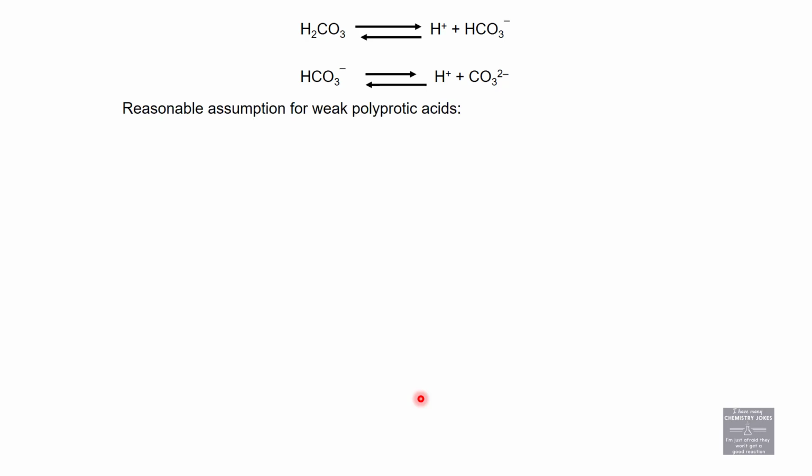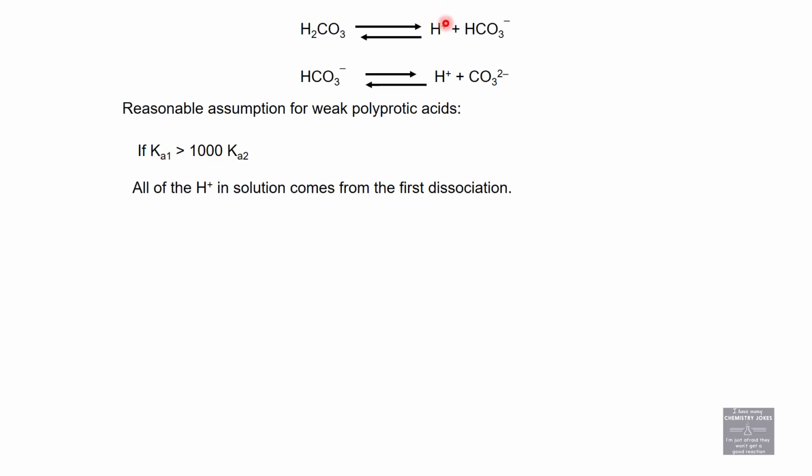It is reasonable to assume that for weak polyprotic acids, if the Ka1 is much bigger, as in 1,000 times bigger than Ka2, all of the H plus in solution comes from this first dissociation. The H plus produced from this second dissociation is a very tiny number.